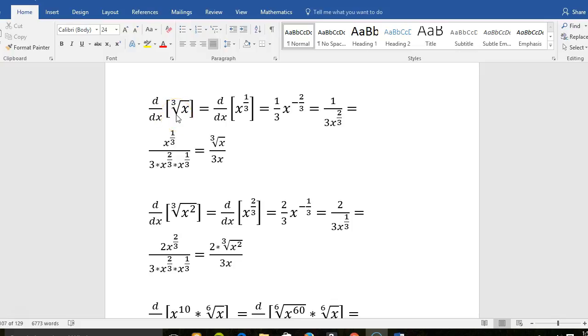Hello again. Let's look at this example right here. d by dx of the cube root of x. Well, guys, that's d by dx of x to the 1/3 power. We bring down the 1/3, and so we get 1, and then we subtract 1 off of this 1/3 that was up here. So we get negative 2/3 up here and 1/3 down here in the coefficient.